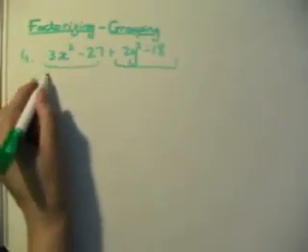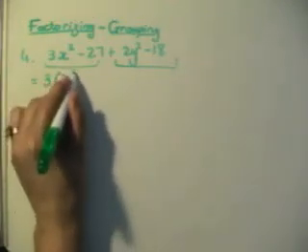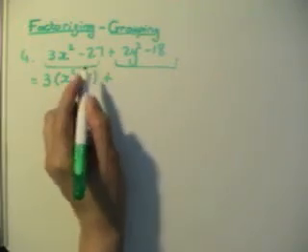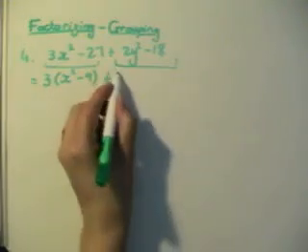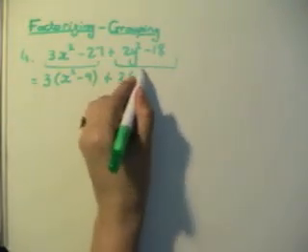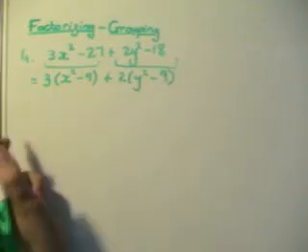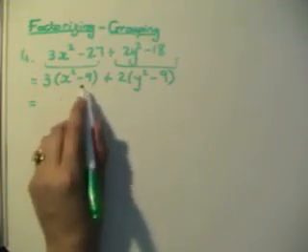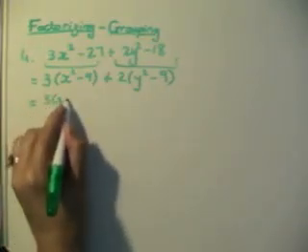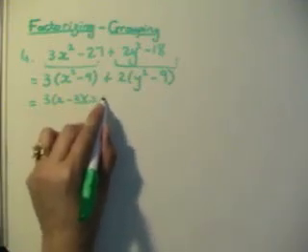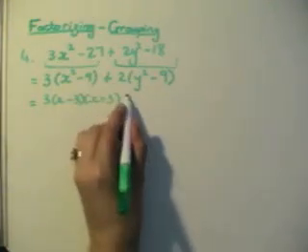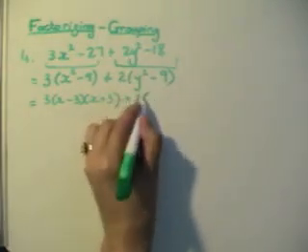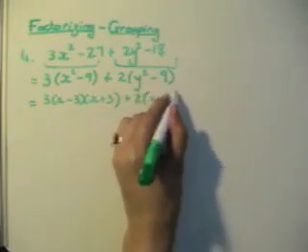And in the first one, I can take out 3 as a common factor, leaving me with x squared minus 9. And in the second one, I can take out 2 as a common factor, leaving me with y squared minus 9. And then, can you see, this is difference of squares. So this becomes x minus 3, x plus 3. And it would have been great if this was also in terms of x, but let's just treat it like this. This becomes y minus 3, y plus 3.